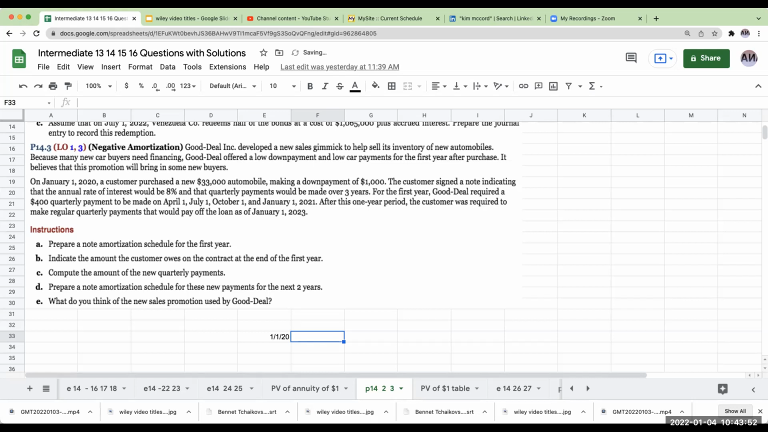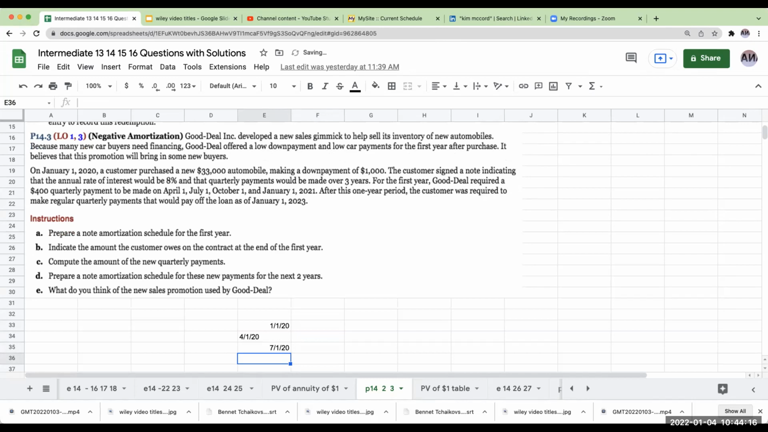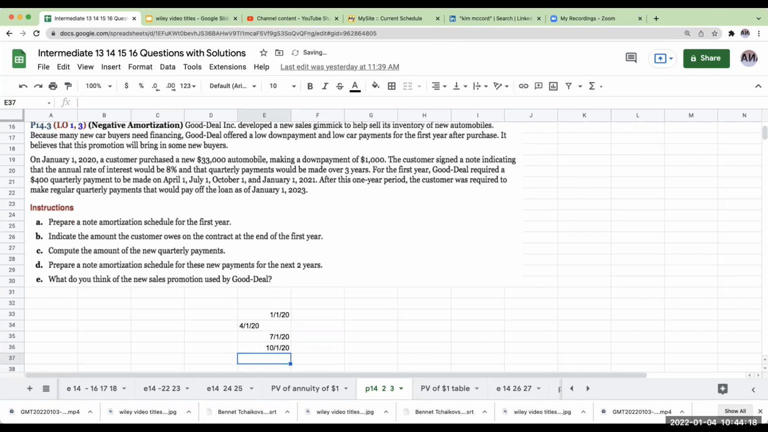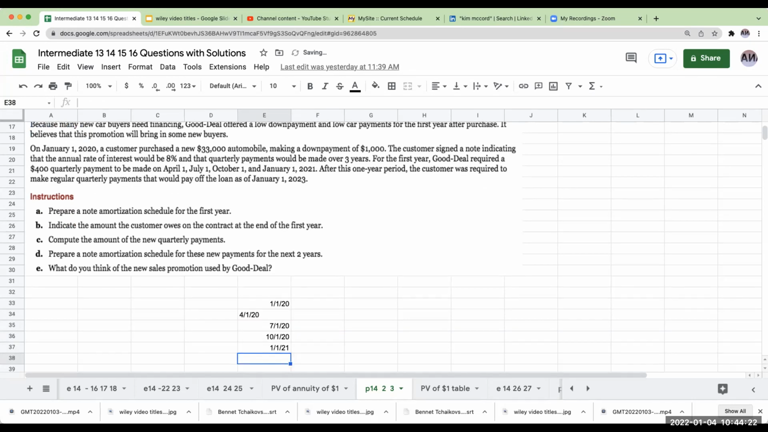The customer signed a note indicating that the annual rate of interest would be 8% and that quarterly payments would be made over 3 years. For the first year, Good Deal required a $400 quarterly payment to be made on April 1st, 2020, July 1st, 2020, October 1st, 2020, and then on 1/1/21.